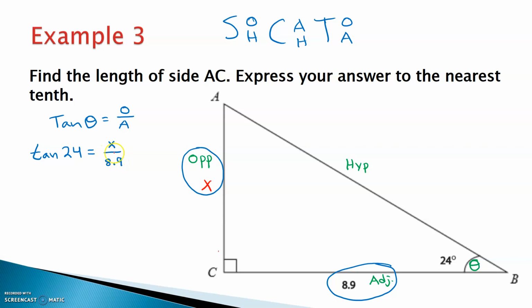Well, what's the inverse of division? Multiply 8.9. Whatever I do to one side, I have to do to the other. So I multiply this side by 8.9. The 8.9 on the right cancels out.